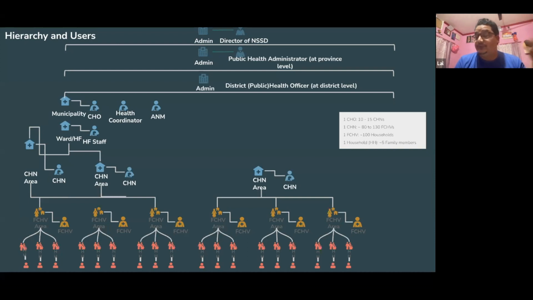We kept this in mind for the future, keeping in mind the growth of the program. We are also planning to design an analytical dashboard or something else for this tier. So we have created this hierarchy. So far, one community health officer oversees 10 to 15 community health nurses, and one community health nurse covers 8 to 15,000 households currently.